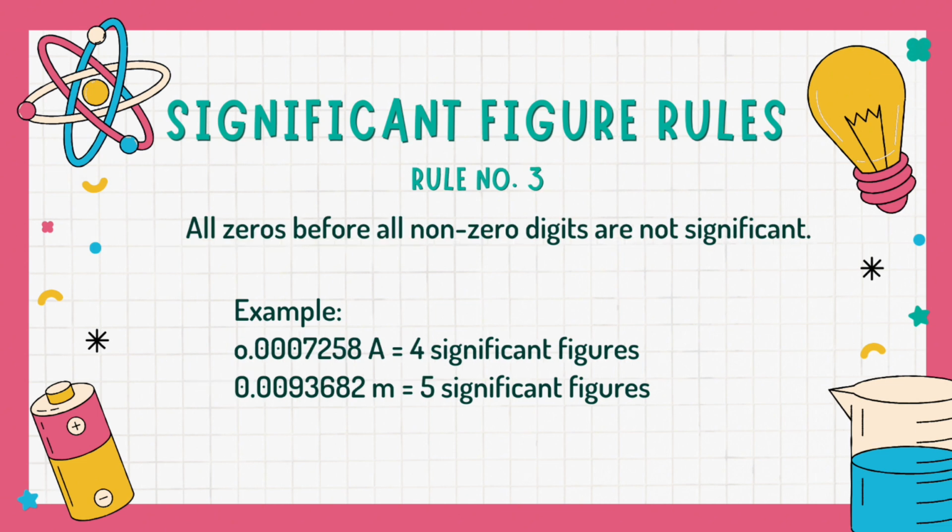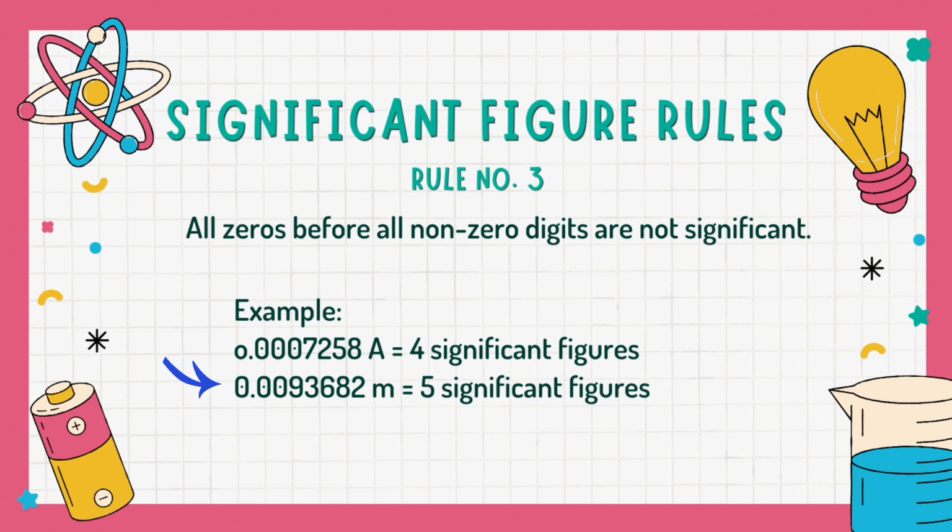Rule number 3. All zeros before all non-zero digits are not significant. As I have said for rule number 2, the first 0 is not significant because it is not in between non-zero digits. Example 1. There are only 4 significant figures because the first few digits are all 0. Only 7, 2, 5, 8 are significant because they are non-zero digits.